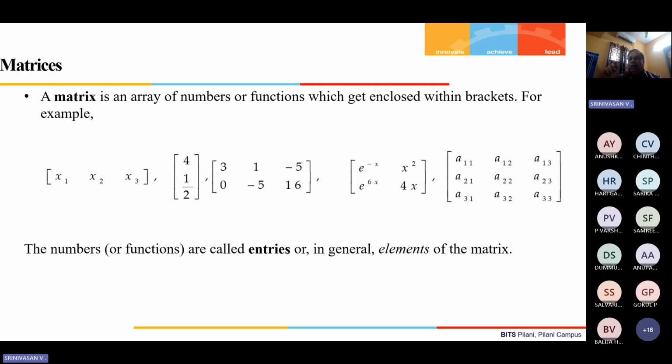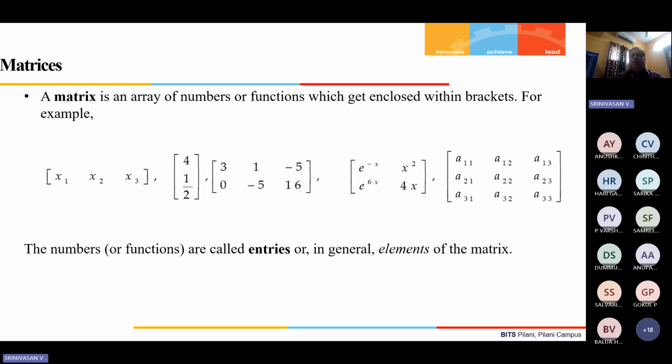So what do you mean by A11? First row, first column. A12, first row, second column. A13, first row, third column. Similarly, second row, third row. And so you have there three rows and three columns. And here are entries with the subscripts. So you are able to see how a matrix can be written. So the numbers or functions are called entries or in general elements of the matrix. More often we will be using the term elements of a matrix.